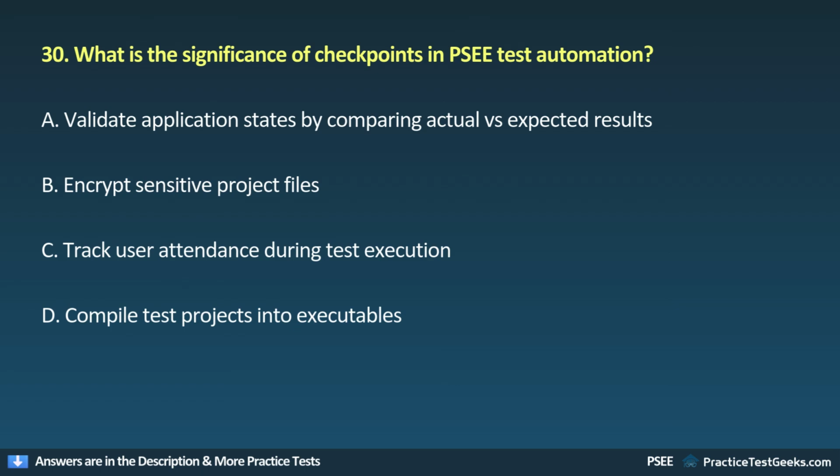30. What is the significance of checkpoints in PSEE test automation? A. Validate application states by comparing actual versus expected results. B. Encrypt sensitive project files. C. Track user attendance during test execution. D. Compile test projects into executables.